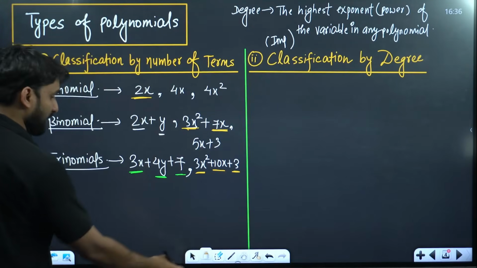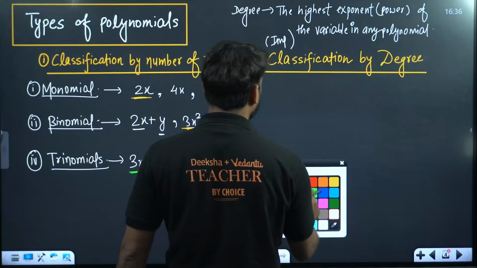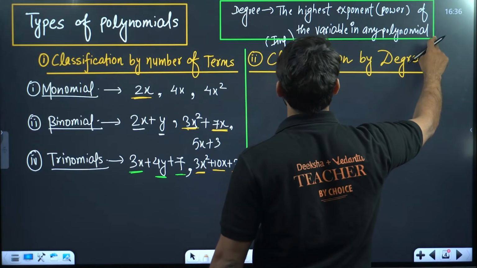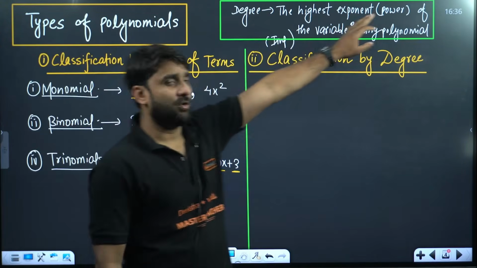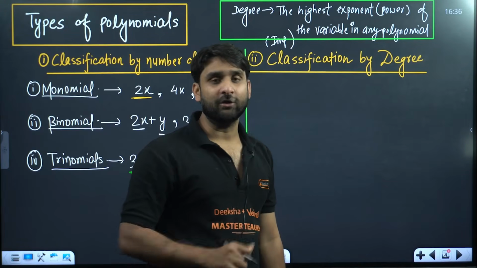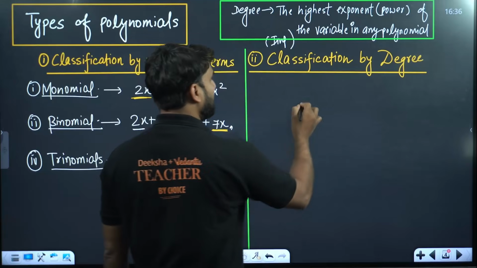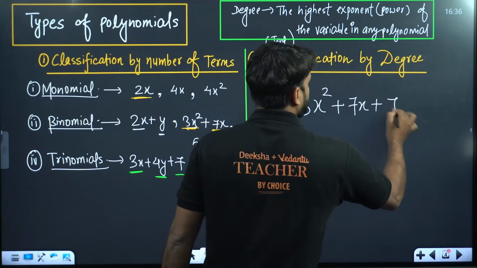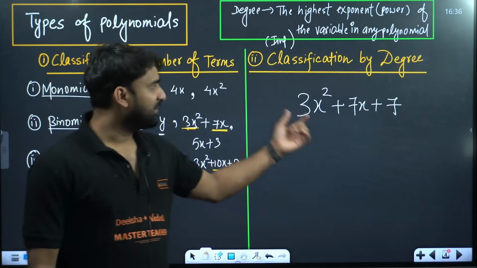Please focus on the definition of degree. This is very important. The highest exponent, or we can say power, of the variable is called the degree of any polynomial. Let me show you. For example, there is a polynomial in this format: 3x square plus 7x plus 7.